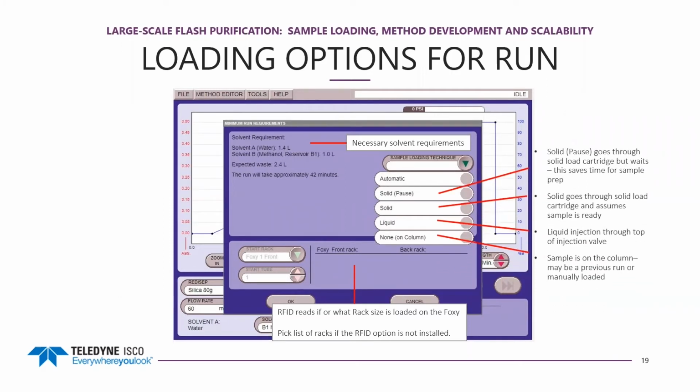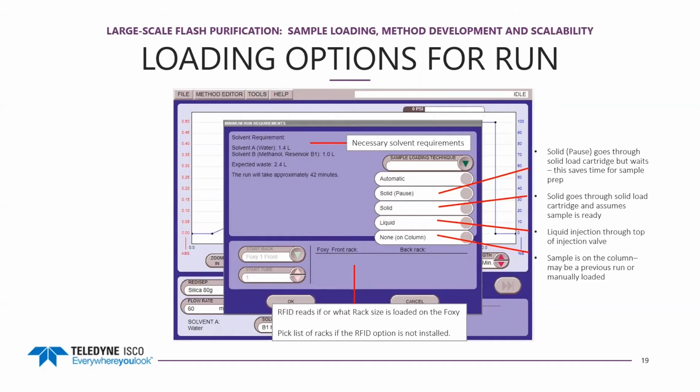Additionally, it's going to give you these different sample loading options. It's going to allow you to do solid load cartridge with a pause. Basically, it's going to pause after equilibration. It's going to allow you to place the solid load cartridge on there, so then you can go ahead and begin the run. It allows you to maximize the time during equilibration to prep your sample.